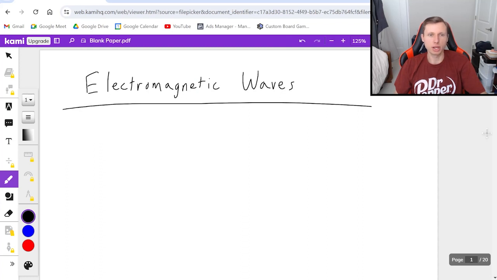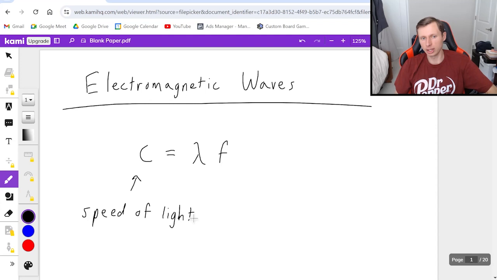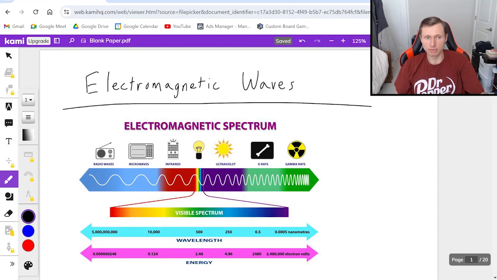Today we are going to be talking about electromagnetic waves, specifically the wave speed equation, which I'll just show you. It's the famous equation C equals lambda times F, where C is the speed of light, which is the speed of all electromagnetic waves, and that's going to be 3 times 10 to the 8th meters per second. And in case you forget, the entire electromagnetic spectrum travels at this speed.